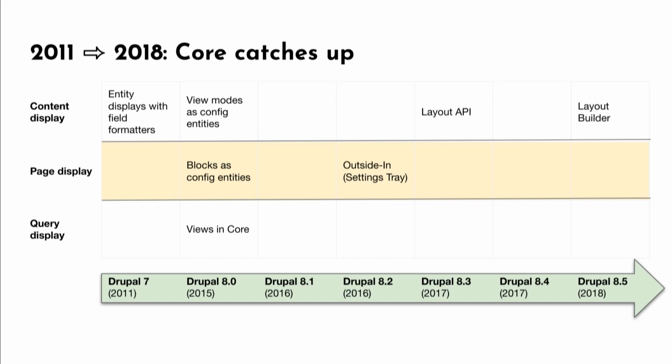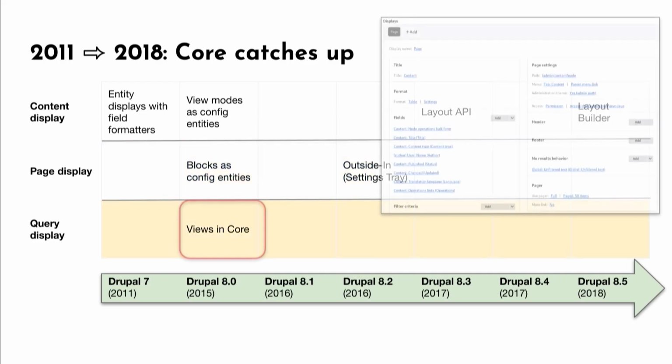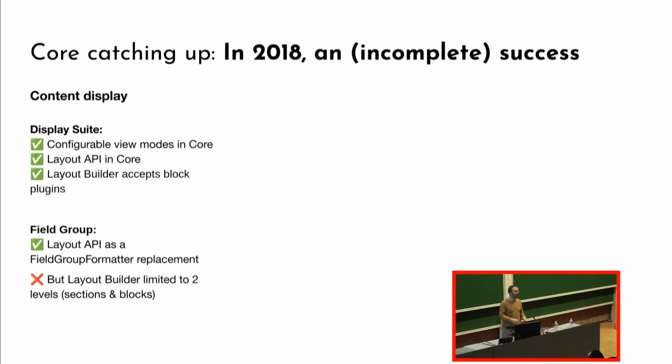For page display, Drupal 8, again, we got blocks as config entities. It's something, it's better than before. And we got Views in Core, also the king of query building, and it was like that 10 years ago, and it's still like that. So you see, Core is catching up, and it was a success, but not a full success, because we don't need those contrib modules anymore, but there are so many things we are not able to do in Core yet.